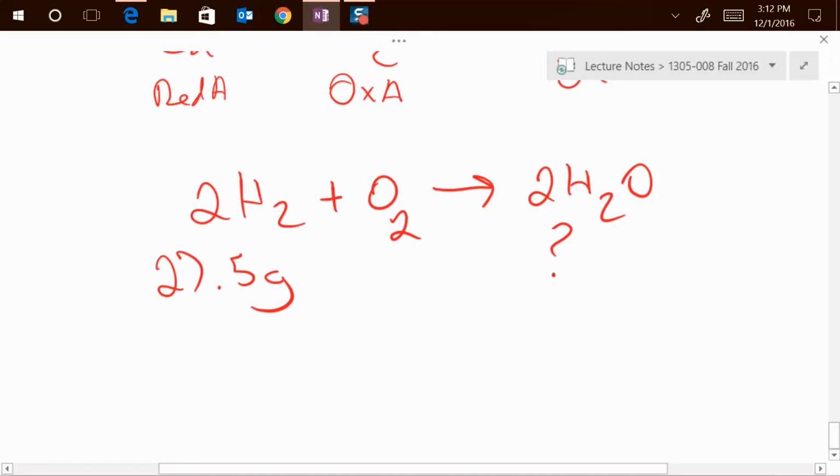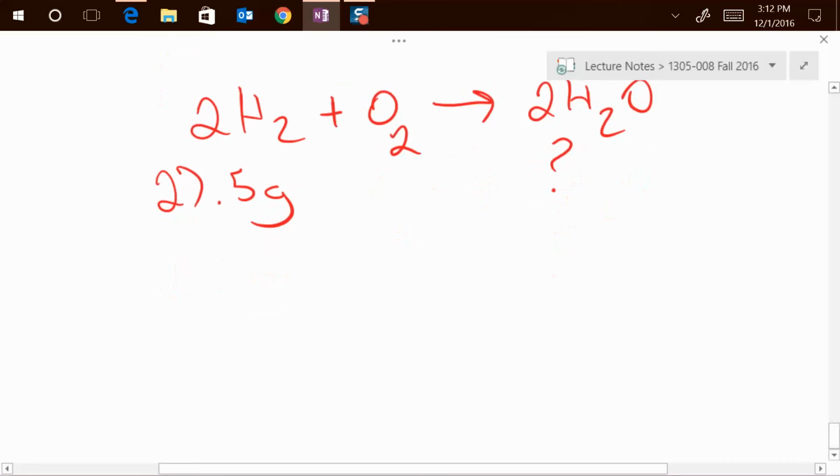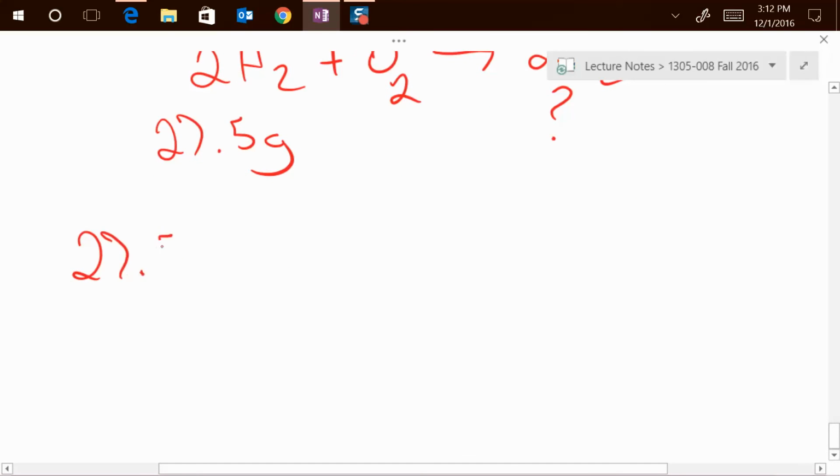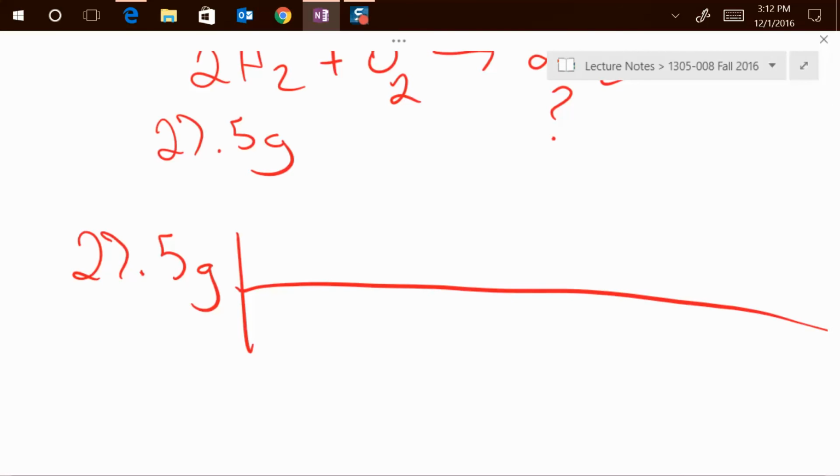If you have 27.5 grams of H2, how many grams of water are produced? Stoichiometry. What's that? Okay, that's your first step. 27.5 grams. Here I want to change it from hydrogen to water. That means I have to do stoichiometry. The only way you can change between two things is if you're doing stoichiometry. Okay?